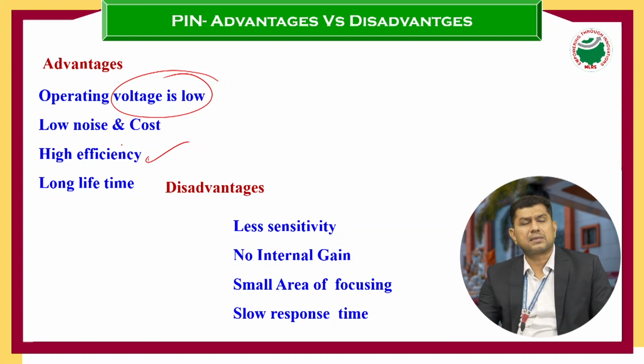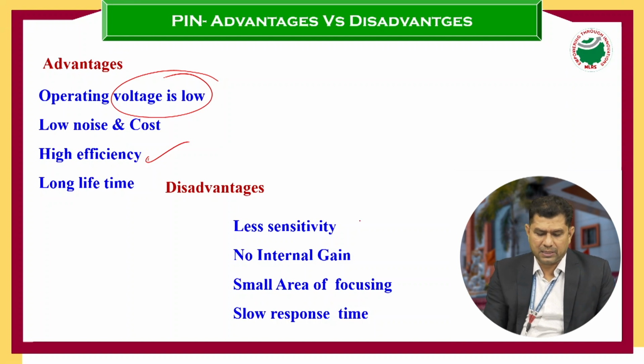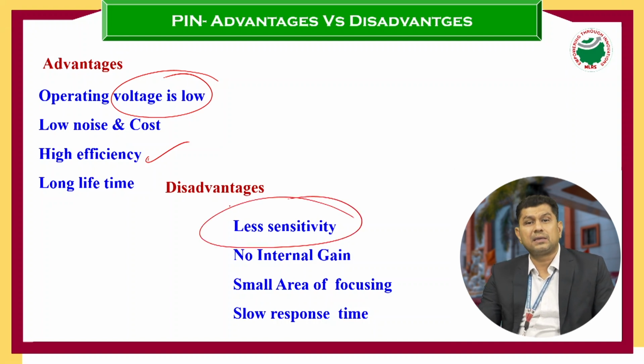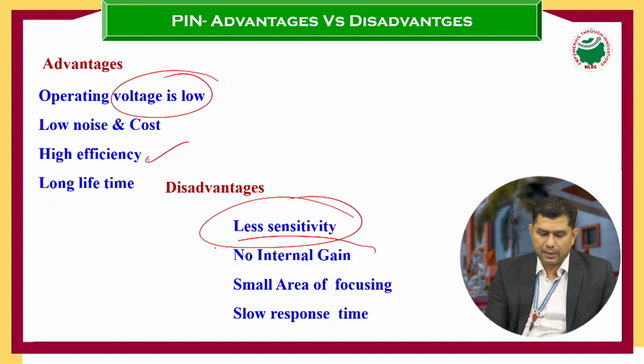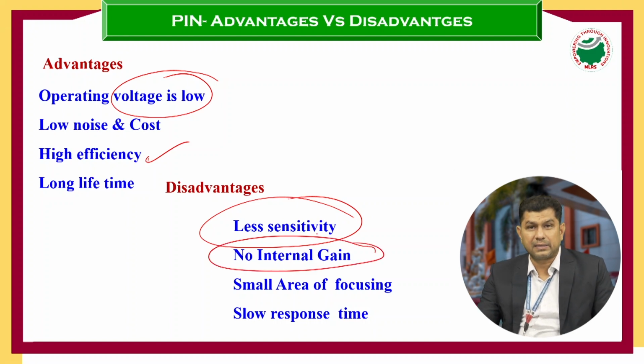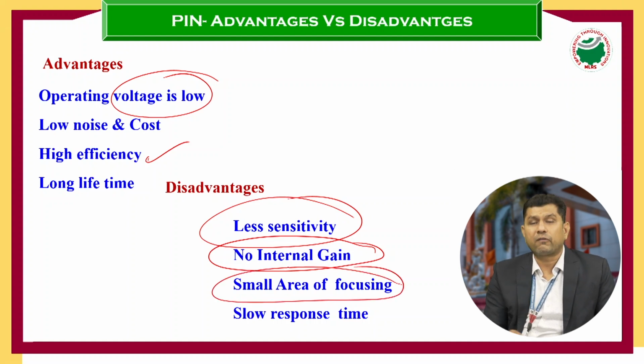Some disadvantages we can also observe. From the sensitivity point of view, the sensitivity is less. Why? Because the operating voltage is very low. That's why sensitivity is less. There is no internal gain. This internal gain I will discuss a little later in the avalanche photodiode. What is internal gain? Internal gain means that, in addition to the incident photons, some current is generated in the depletion layer. But here it won't be generated. Why? Because the operating voltage is low.